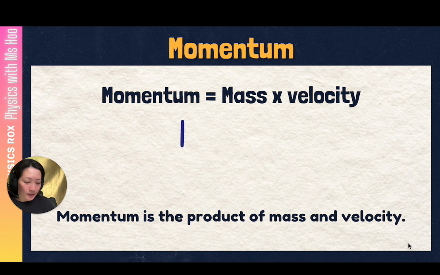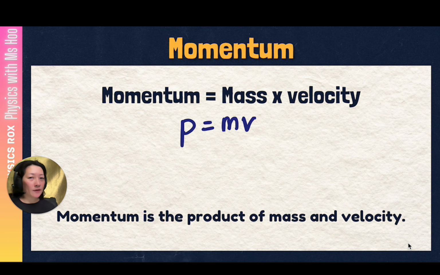Momentum is usually P. Why P? I don't know, but let's just go with it. It's the lowercase p. Mass, of course, is m, and v is velocity. So in symbol form, the equation for momentum is p equals mv.